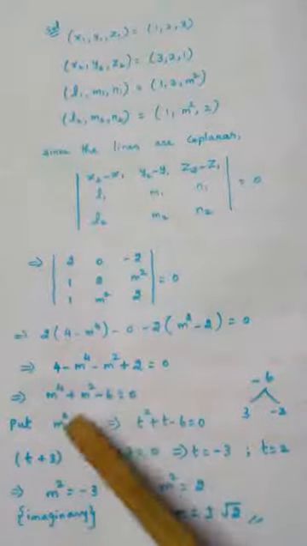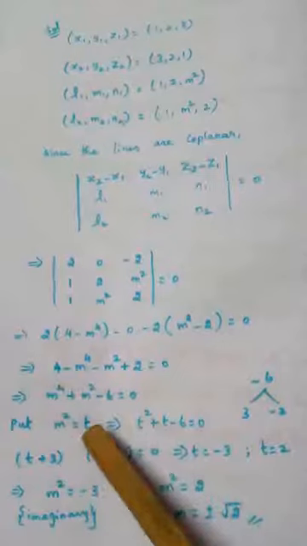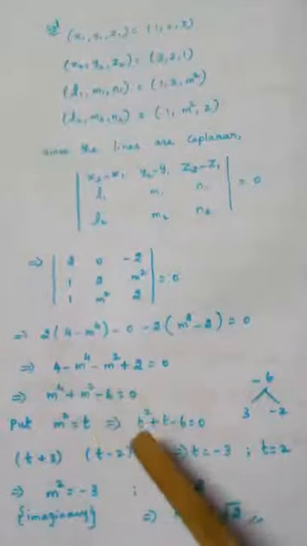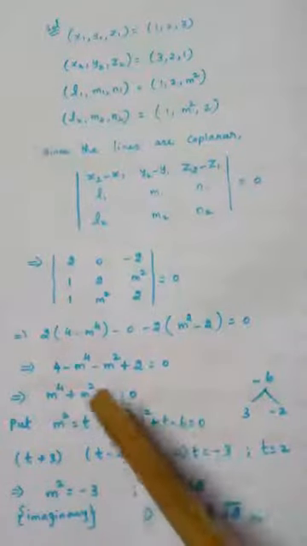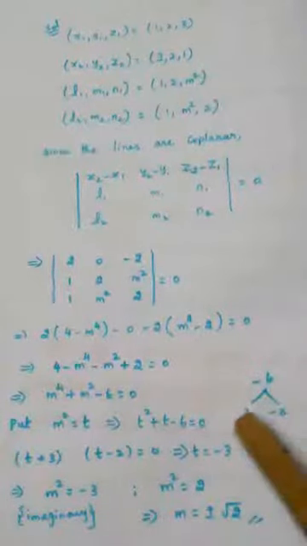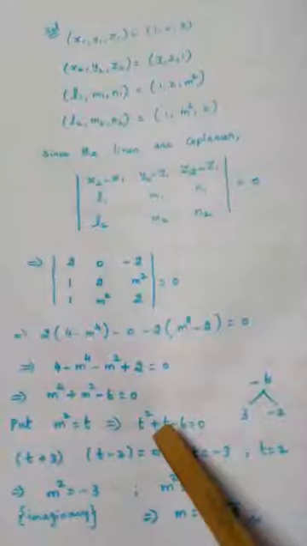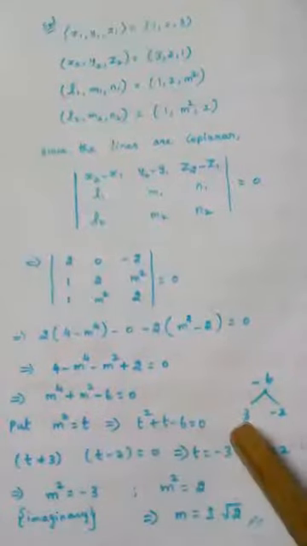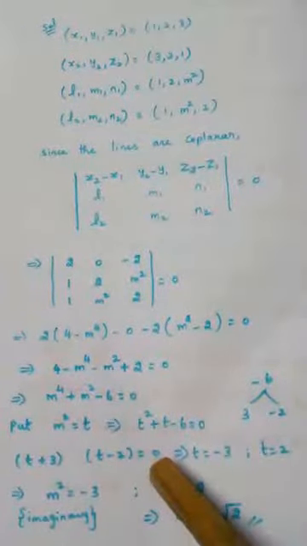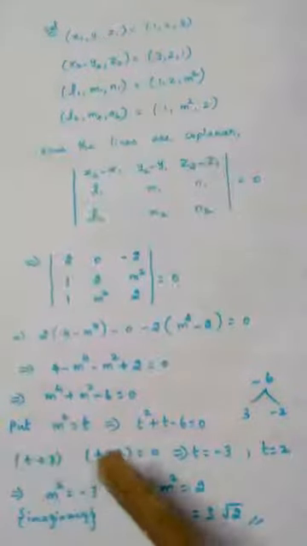So what we are going to do is put m square equal to t. We replace m square with t, so that m power 4 is t square. So the equation becomes t square plus t minus 6 equal to 0. Factorize: minus 6 into 1 minus 6. Splitting as 3 into minus 2, because multiplying gives minus 6 and 3 minus 2 is 1, which is present here. So we write t plus 3 and t minus 2 equal to 0. So we got two values of t. t is equal to minus 3, and t is equal to 2.